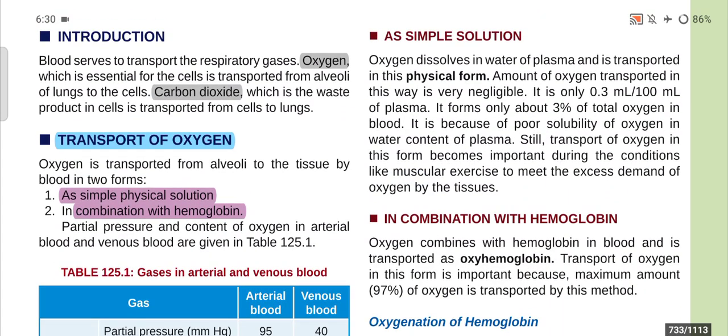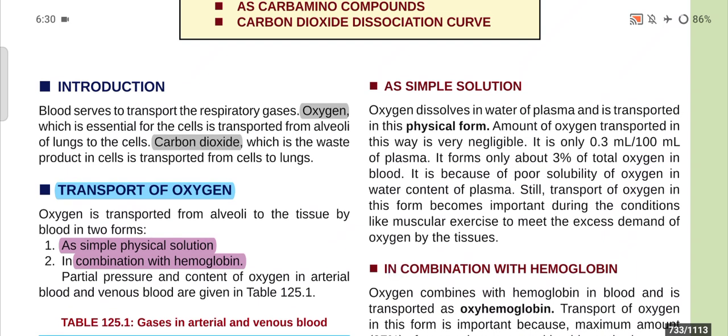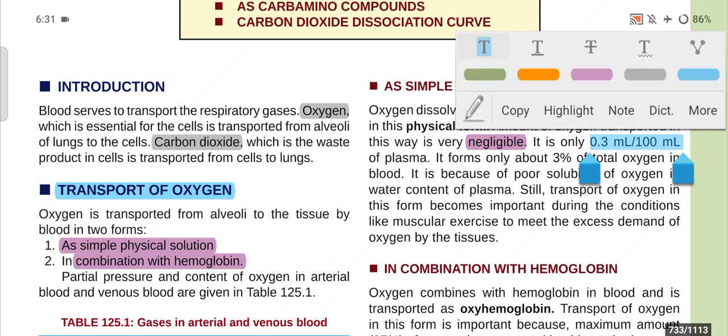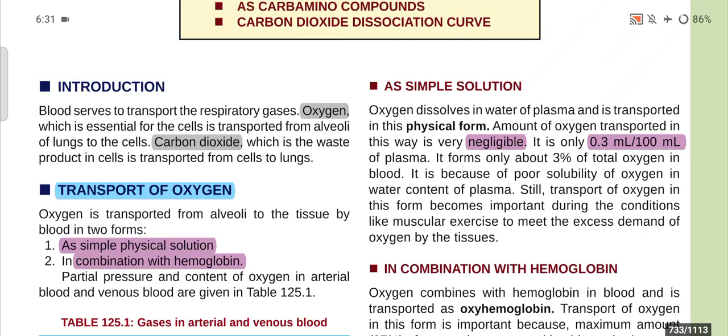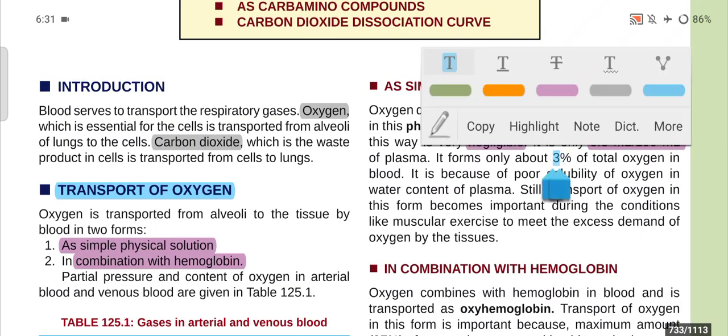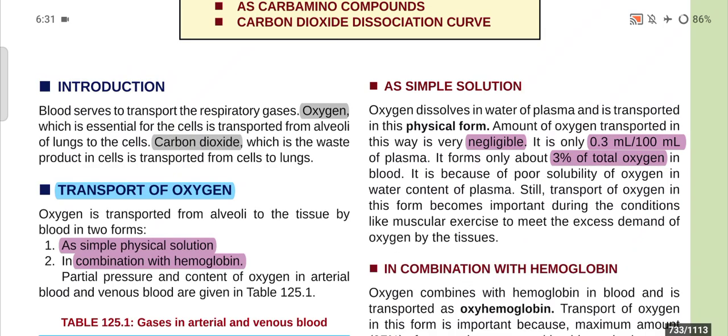Now, the two methods. The first one is as a simple solution. Oxygen is dissolved in the water of plasma and is transported in the physical form, and the amount of oxygen transported in this way is very negligible. It is only 0.3 ml per 100 ml of plasma, and it forms only about 3% of the total oxygen in the blood, because of the poor solubility of oxygen in the water content of the plasma.